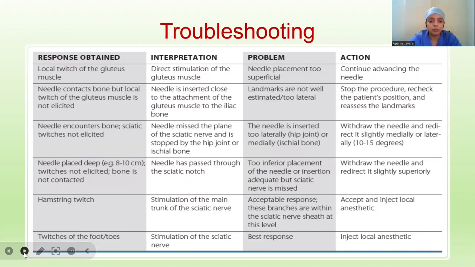If the needle is encountering the bone, but sciatic twitches are still not elicited, that means you've missed the plane of the sciatic nerve. That means the needle is either too lateral or too medial. You withdraw the needle and redirect.